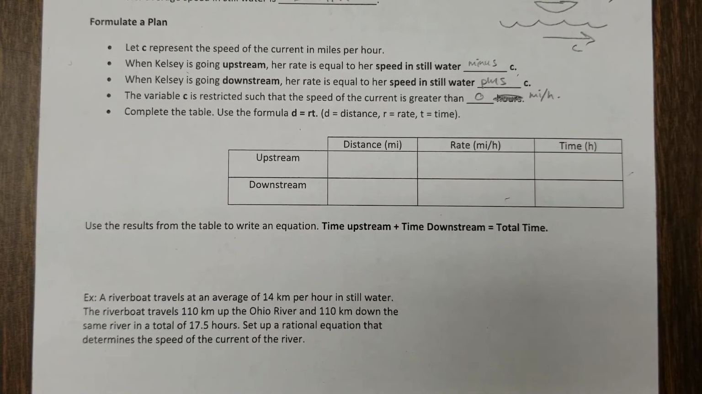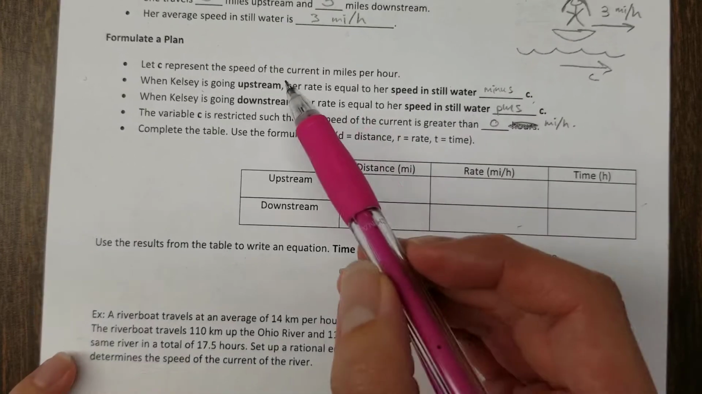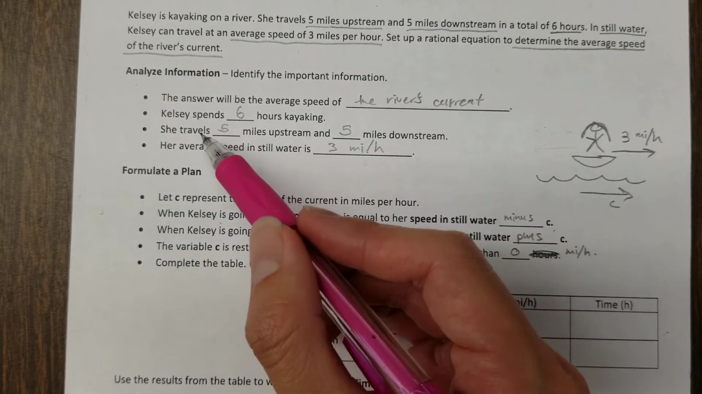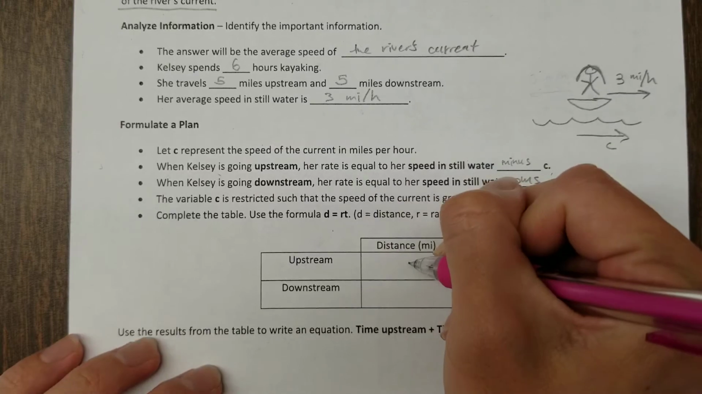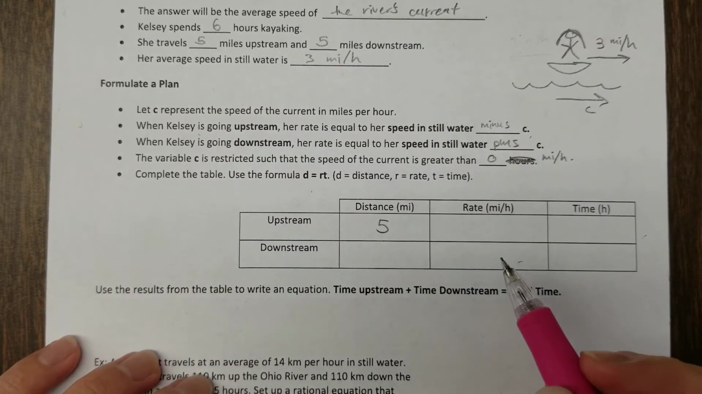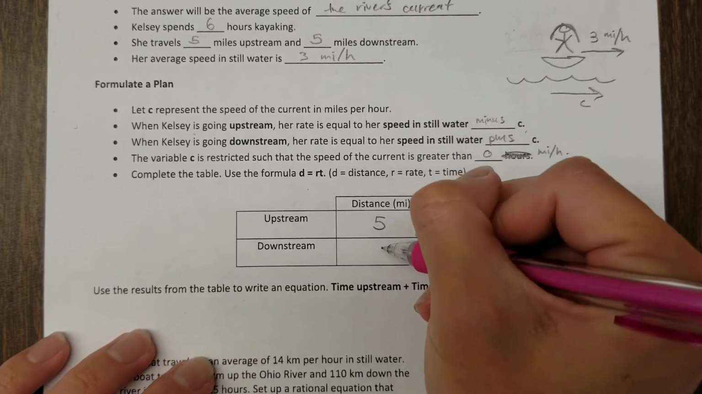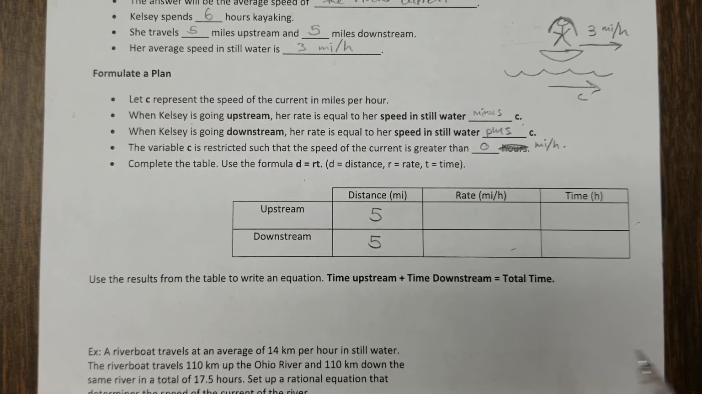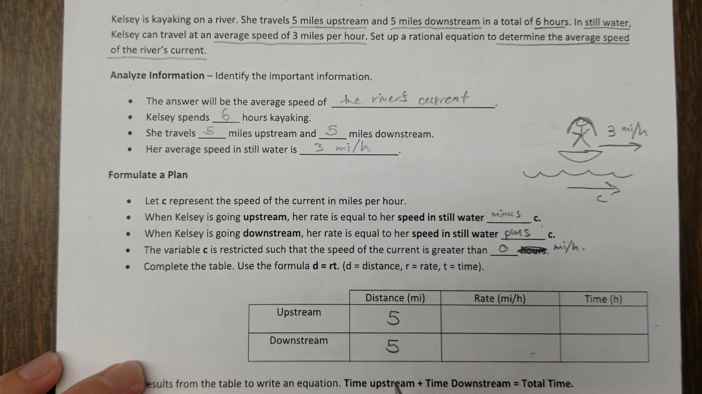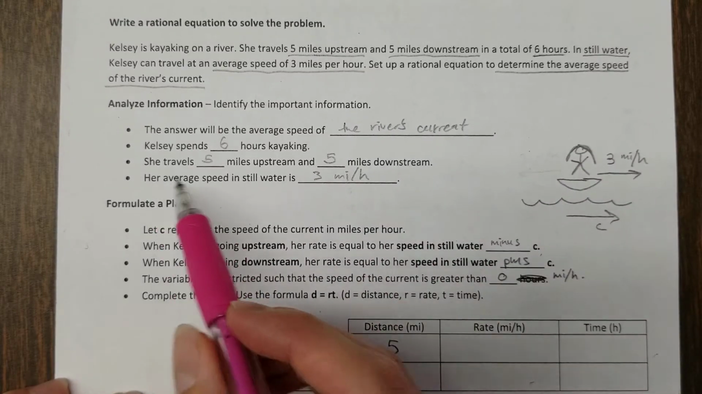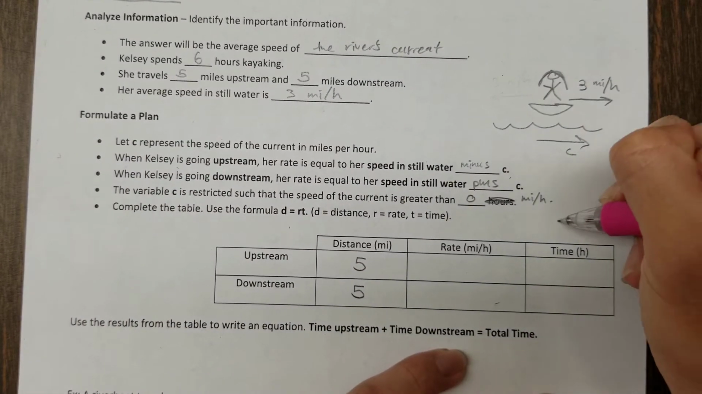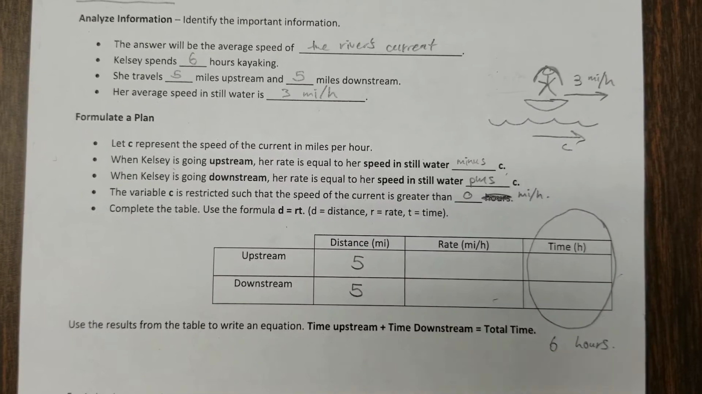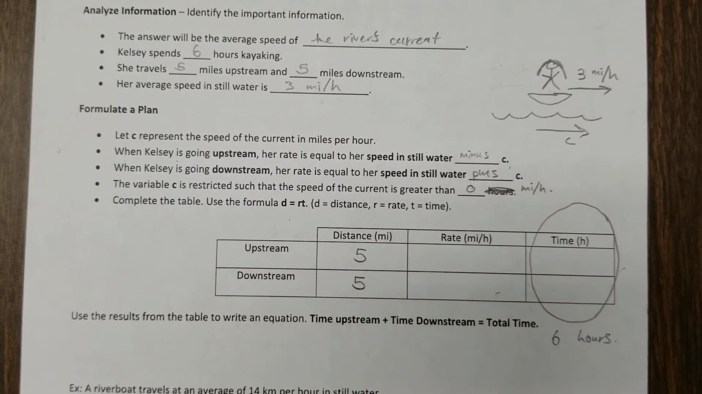Okay, so let's go ahead and fill out some of the information. We want to represent her distance going upstream. Going upstream, she travels 5 miles, so we're going to write that here. She also travels 5 miles downstream. That goes here. Now, it says that Kelsey will spend 6 hours kayaking. So we know the total time that she spends is going to be 6 hours.